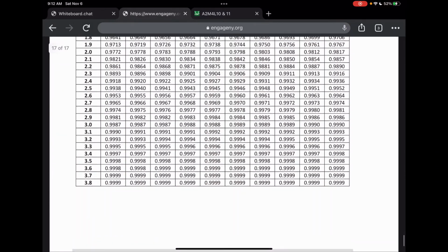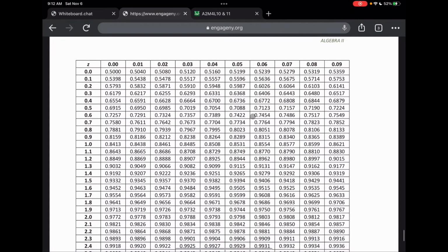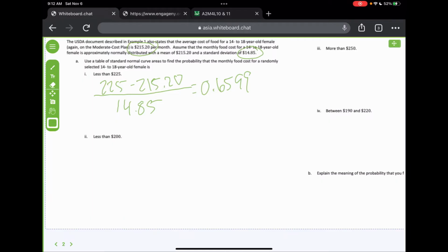So let's go look at our chart. 0.65 is 0.7422. And we need to write this. That's the z, and then this is the probability. Okay, and we don't have to do anything to that because it's talking about less than 225. Our z chart tells us everything to the left, so that's what we want.